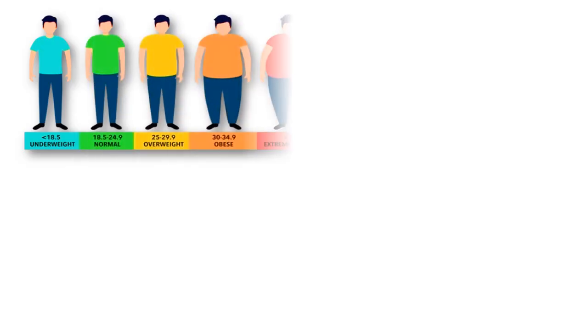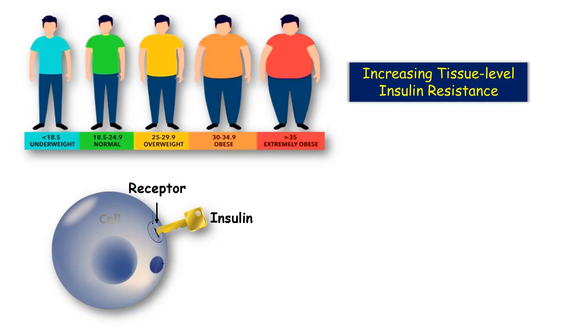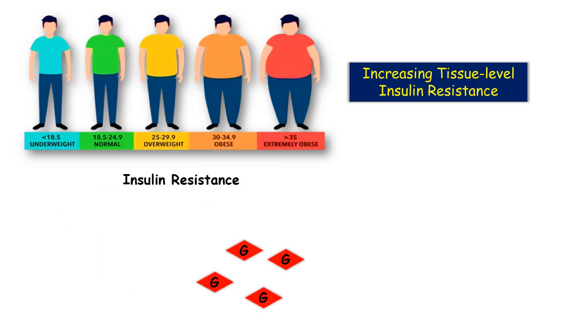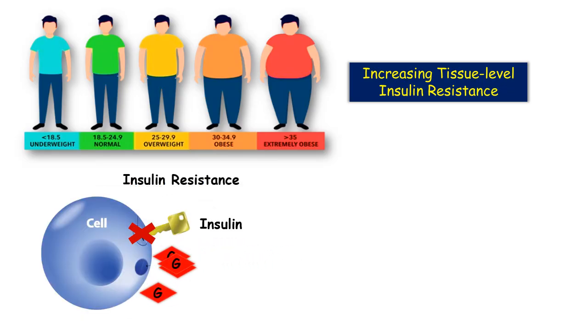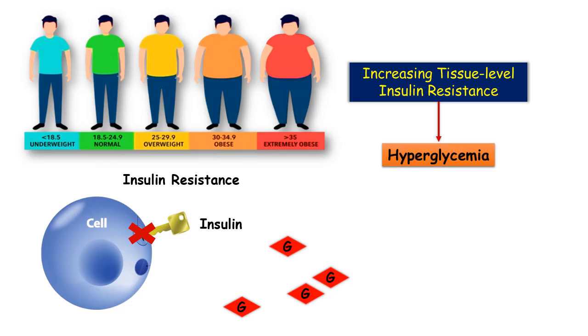As abdominal fat accumulates and body mass index rises, tissue-level insulin resistance increases. Insulin acts like a key that binds to receptors on cells, the lock, unlocking them to allow glucose to enter. However, when cells become resistant to insulin, they no longer respond effectively, causing blood glucose levels to rise. This is the mechanism of how insulin resistance causes hyperglycemia.